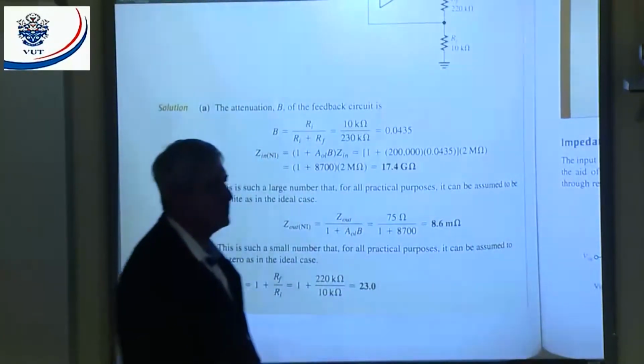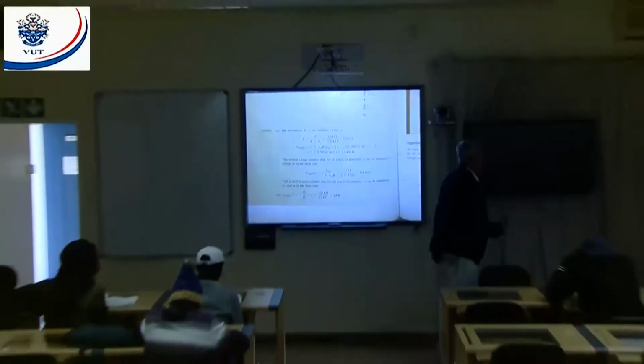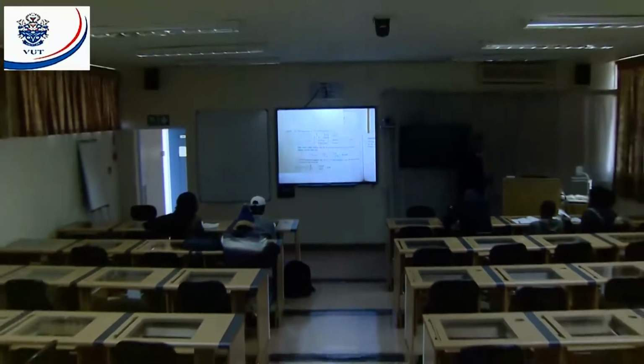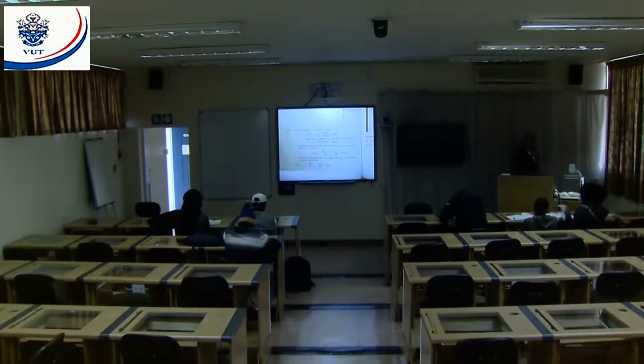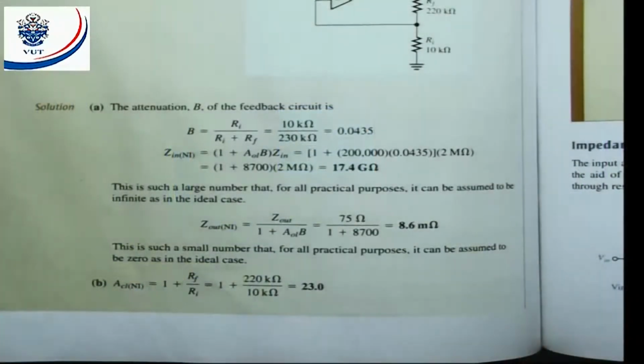Let's go and have a look at the voltage follower. Now, in the case of the voltage follower, what is the voltage gain of a voltage follower? The voltage gain of the voltage follower is 1.